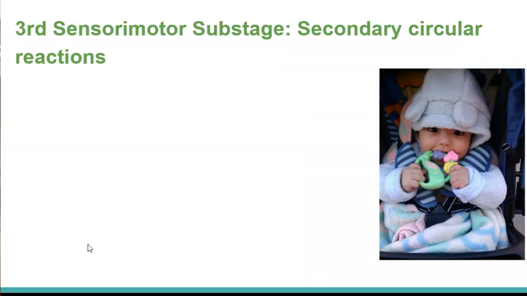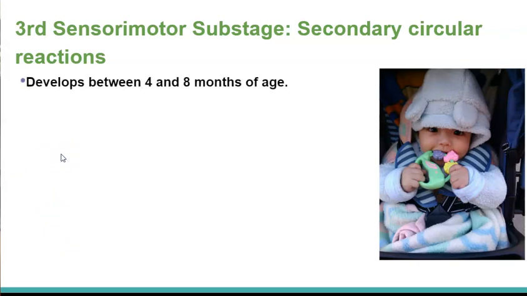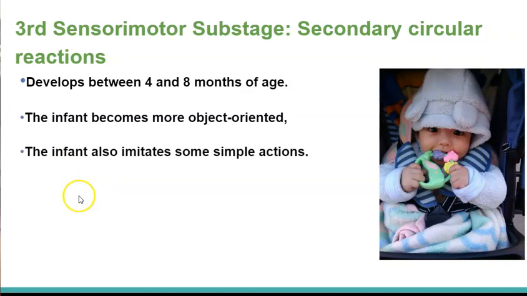In the third sensory motor substage, we talk about secondary circular reactions. In the second sensory motor substage, we talked about primary circular reactions, things that happen by chance or as a result of a reflex when the stimulus isn't there. But now we're talking about secondary circular reactions. This occurs between 4 and 8 months of age. This is a time where infants really start to focus on the environment.